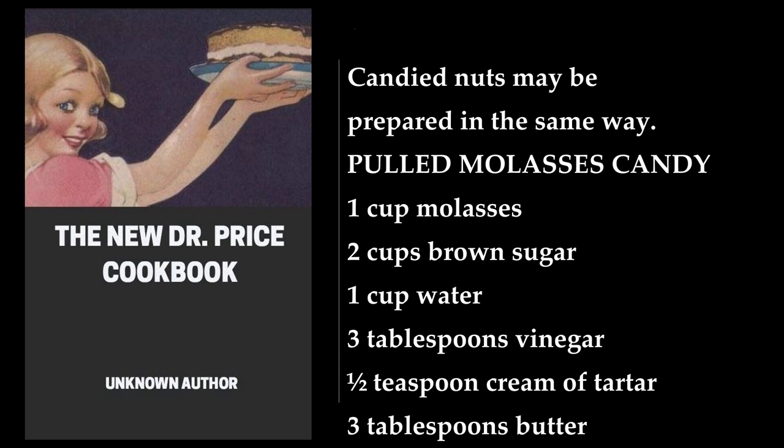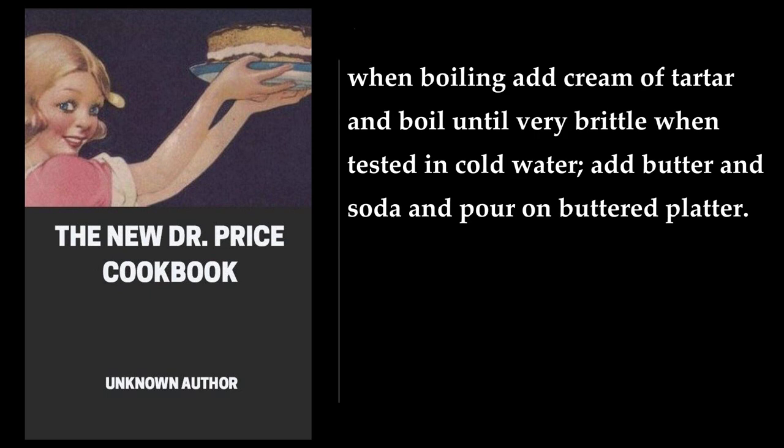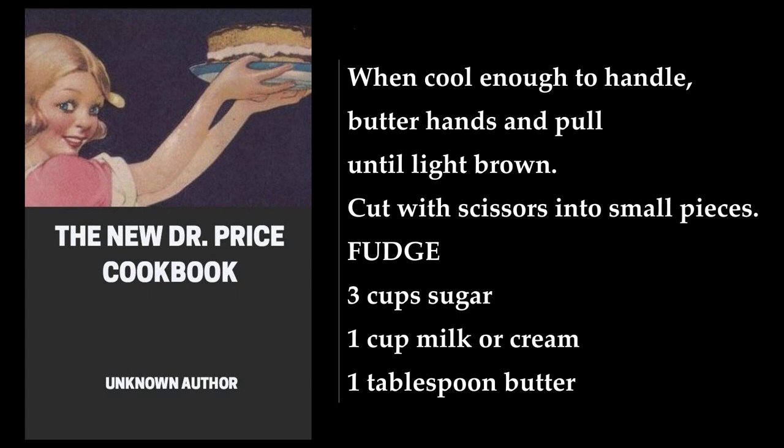Pulled molasses candy. 1 cup molasses. 2 cups brown sugar. 1 cup water. 3 tablespoons vinegar. 1/2 teaspoon cream of tartar. 3 tablespoons butter. 1/2 teaspoon bicarbonate of soda. Put molasses, sugar, water and vinegar into saucepan and stir. When boiling, add cream of tartar and boil until very brittle. When tested in cold water, add butter and soda and pour on buttered platter. When cool enough to handle, butter hands and pull until light brown. Cut with scissors into small pieces.